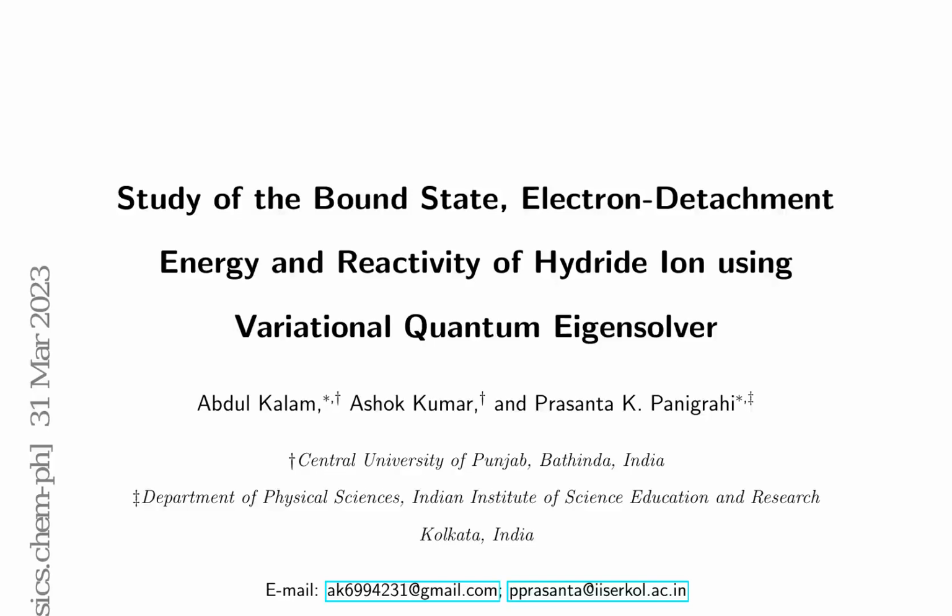The Rayleigh-Ritz variational principle states that the expectation value of a Hamiltonian is always greater than or equal to its smallest eigenvalue, e.g., for any wave function ψ. This principle forms the basis for the Variational Quantum Eigensolver (VQE) algorithm, developed by Peruzzo et al., which calculates the ground state energy of a molecule.